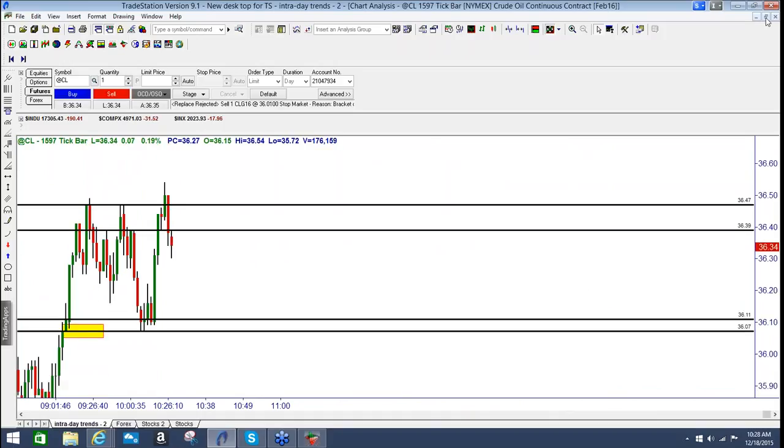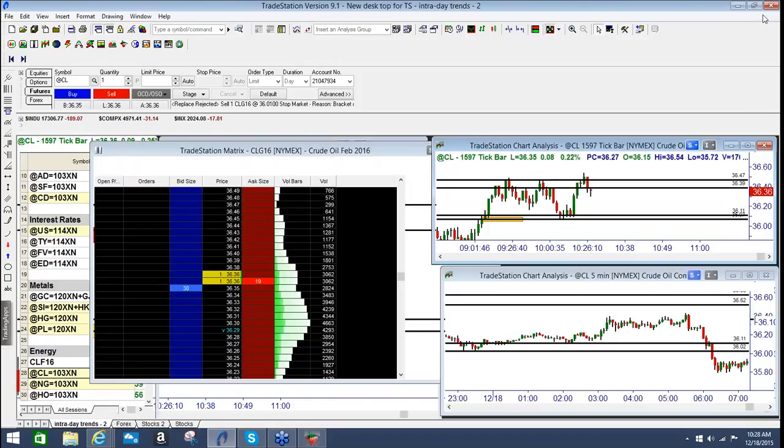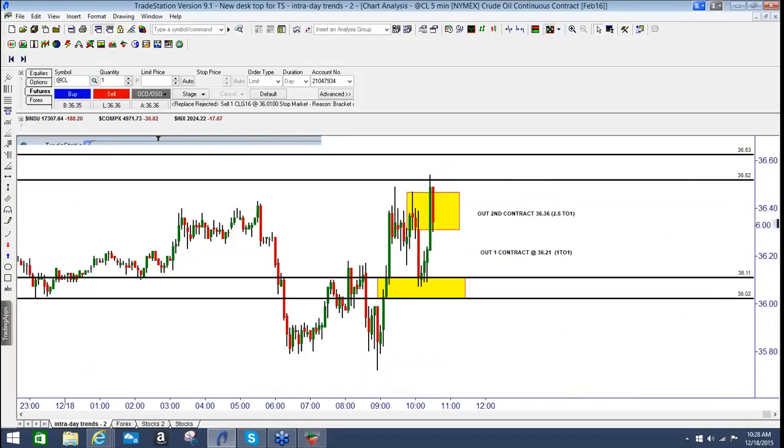No, you don't take it again. I don't care if it heads back down there and how big it went. I never take a second bite at the apple.